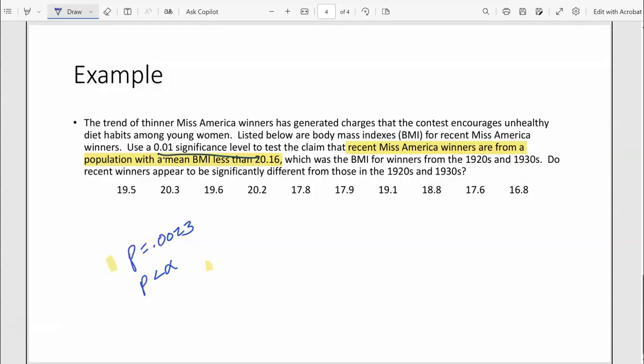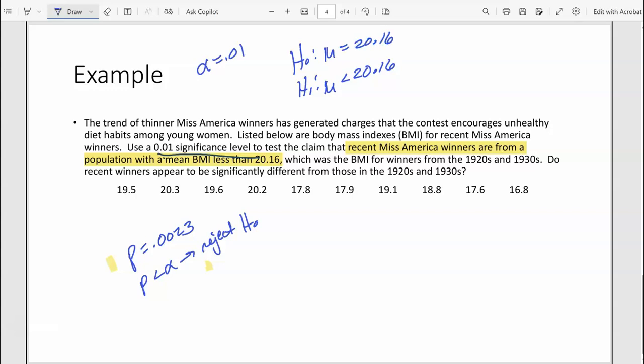And our p is less than alpha, which means we're going to reject. We were using a 0.01 significance level. That's what we compared it to. And in our hypotheses, highlighted is what we're testing the claim about, that the mean is less than 20.16. So the null is equal to 20.16. So we know we're going to reject.